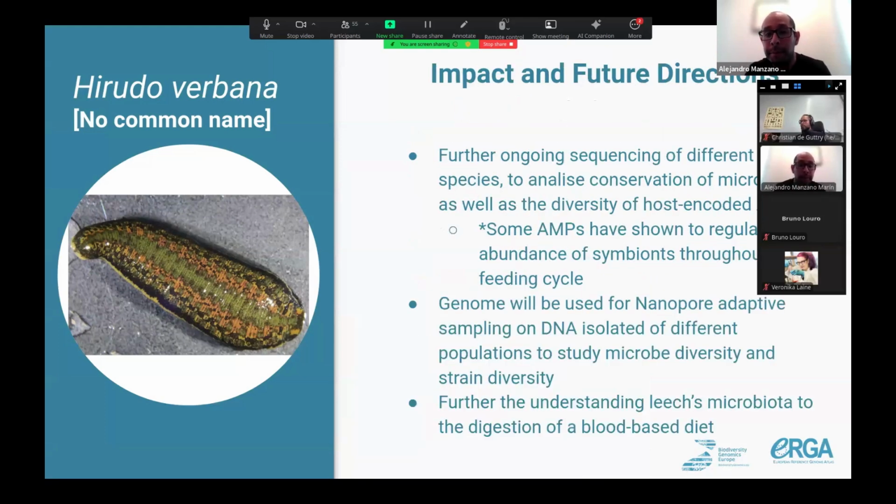And just to wrap it up, this is also part of further ongoing sequencing with a lot of other groups, where we're going to try to analyze antimicrobial peptides and their functions across the Hirudo genus through further genome sequencing. We will also use this genome to explore different populations of these species and to understand the diversity of their microbiota through nanopore adaptive sampling, using the reference chromosome-level genomes. I also hope to further the understanding of leech microbiota in general and its role in digesting and maintaining a blood-based diet. And that's it on my side. Thanks.